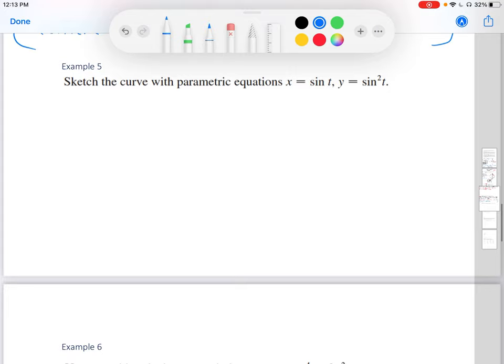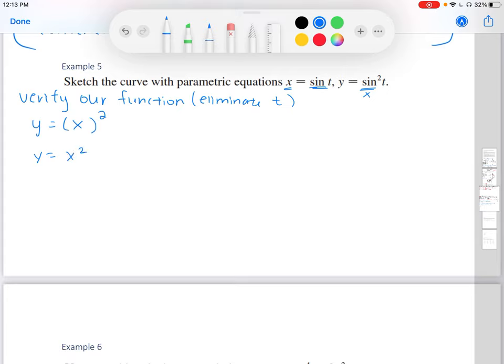Example 5. Sketch a curve with parametric equations x equals sine of t and y equals sine squared of t. All right, so before we even jump in, we kind of know where our graph is going to be, and we can do it by verifying our function, meaning eliminating the t. Well, sine of t is equal to x, so we can write an x for sine of t, so that we have y is equal to x squared. So we really just have a parabola, a parent parabola, y equals x squared. Now with this, we still have these limitations, when x is made up of sine of t, and our y is made up of sine squared of t.